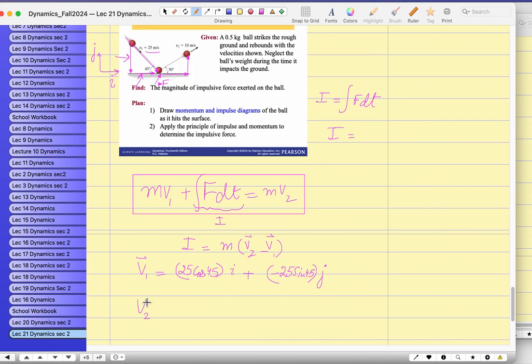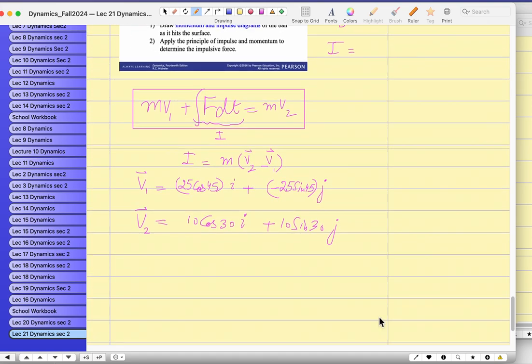Let's resolve the other velocity vector in terms of i and j components. So this is 10 cosine 30 i unit vector, plus the other component, which is also positive direction, so it is 10 sine 30 j unit vector. Now we have resolved it. Let's plug it into this equation over here, equation 1.